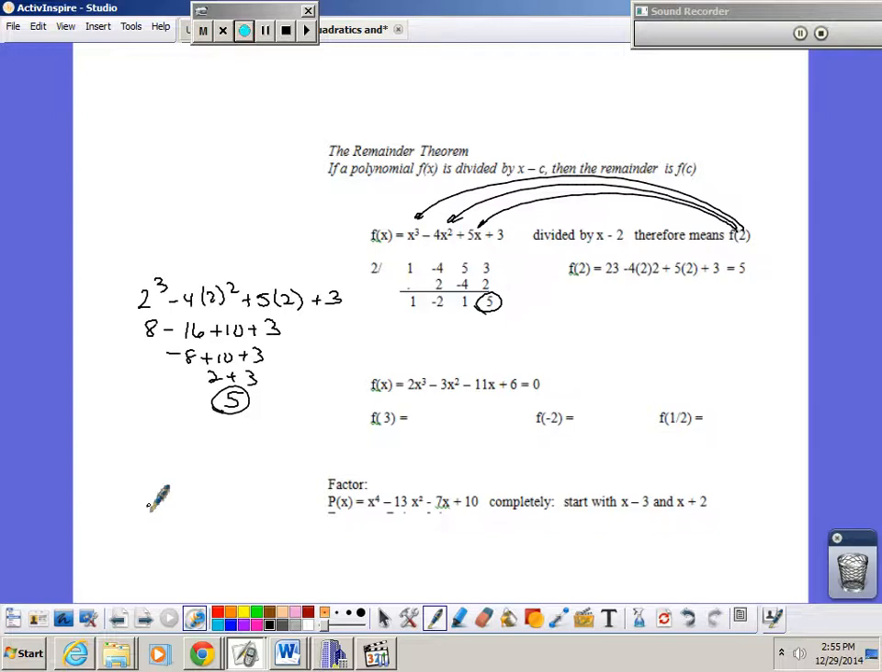And it also practices your synthetic division. So I took 1, -4, 5, and 3, placed them in here. Set this equal to 0, so x equals 2. Brought it down, multiplied, put it up, add. Multiply, put it up, add. Multiply, put it up, add. Answer. So instead of plugging it in, we're going to use the remainder theorem.